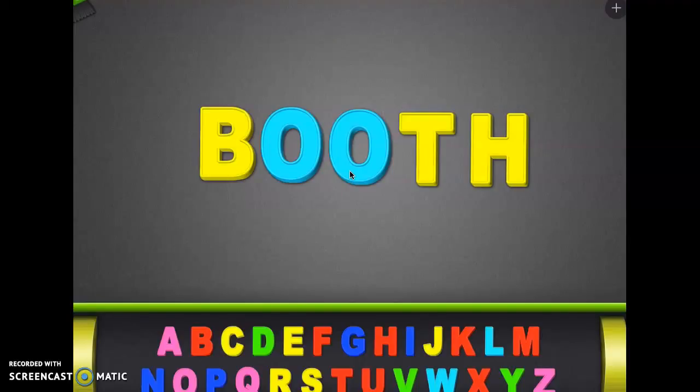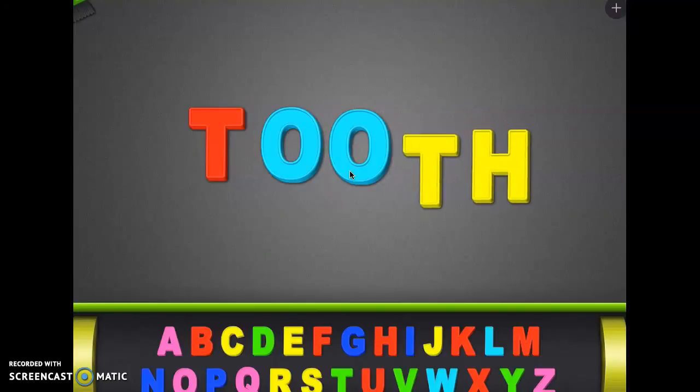Now, I want you to leave that word like it is. I'm going to leave it on my screen, but I want you to look at it on your paper, because for this next word, we only have to switch one of these letters out. We're going to take booth and turn it into tooth. Tooth. I do not hear a B in there, but I hear the ooth. So tooth. I needed to switch out the T. Tooth.